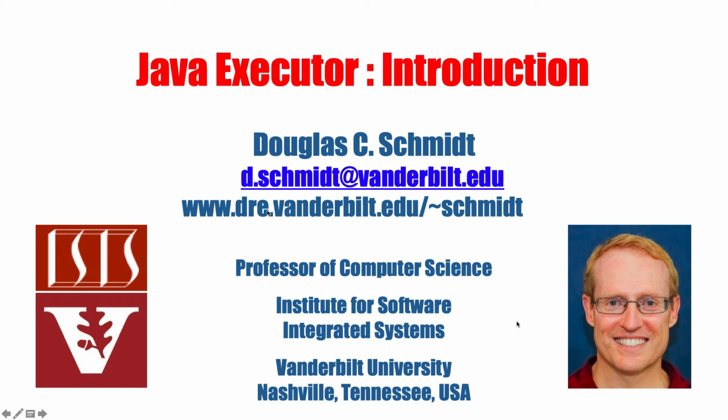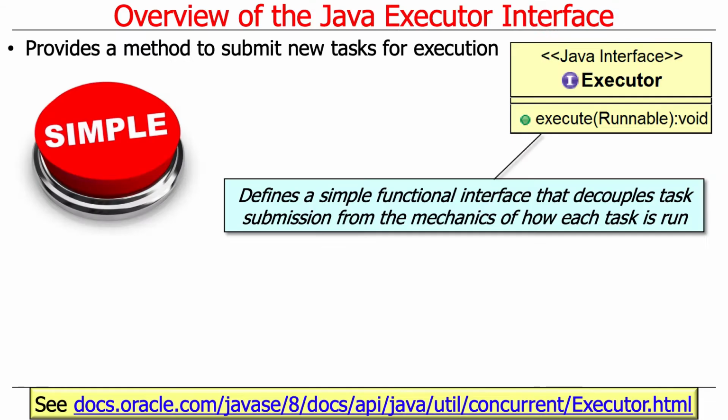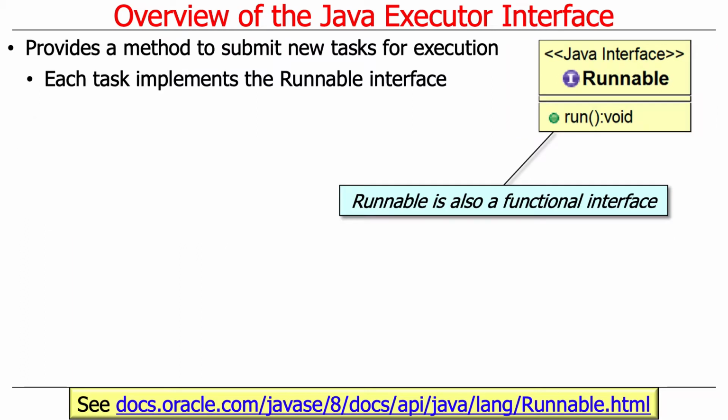So now that I've given you the big picture view of the Executor framework, let's start talking about each of its key interfaces one at a time, starting with the simplest one, which is the Java Executor. This gives you a very simple way to submit new tasks for execution via the execute method. It's a very simple functional interface, which just means there's one method in it that decouples task submission from the mechanics of how each task is run.